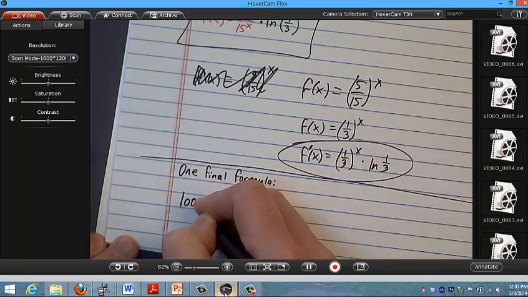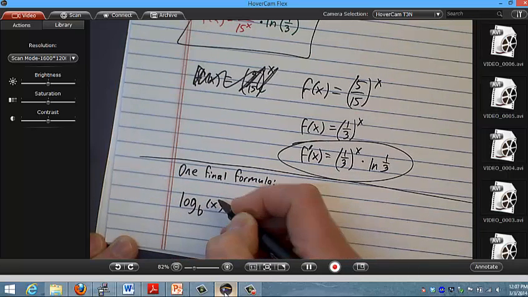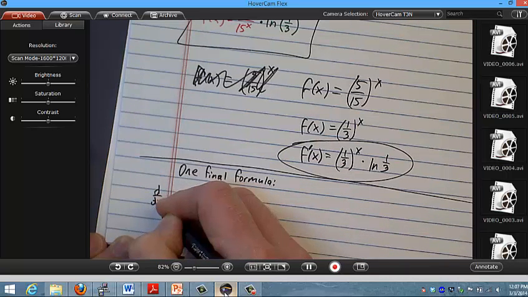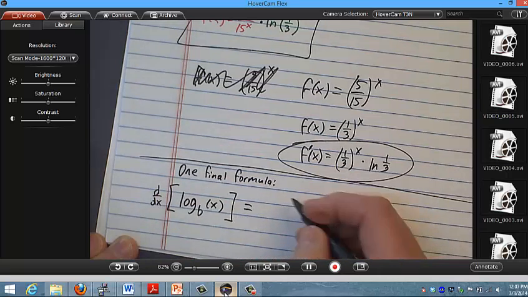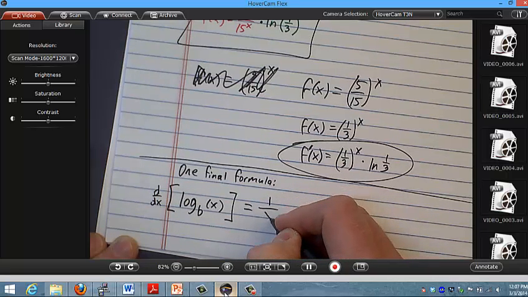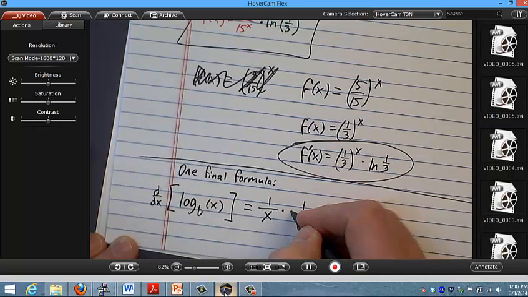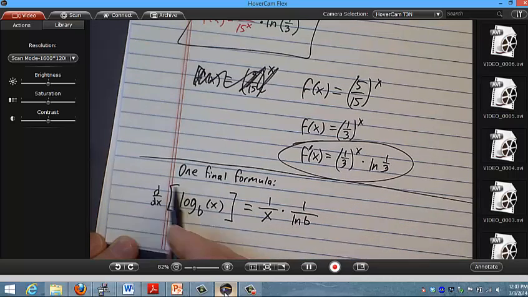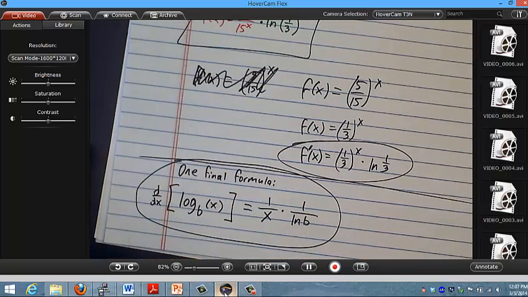The log base b of x. Say I want to take the derivative of that. Well, it's going to be 1 over x, but it's not going to be times the natural log of b. It's going to be divided by the natural log of b. Or maybe I'll write it times 1 over the natural log of b. How about that? I hope that makes sense to you. At least you have it.